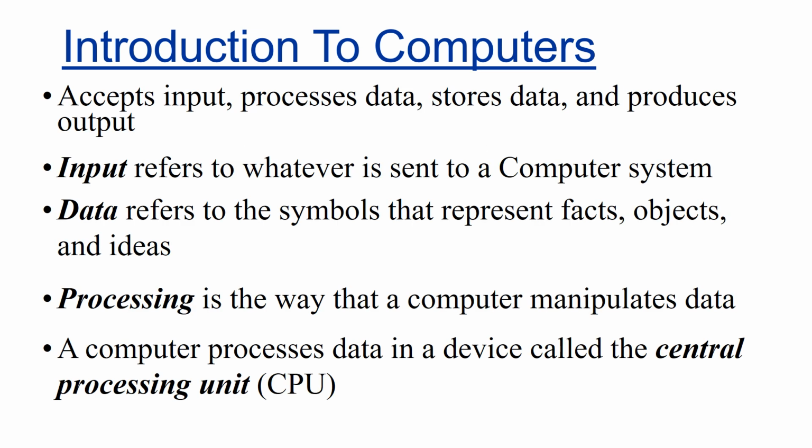It accepts inputs, processes data, stores data and produces output. Input here refers to whatever is sent to a computer system, and data refers to the symbols that represent facts, objects and ideas. Processing is the way that a computer manipulates data. So how is processing done? A computer processes data in a device called the central processing unit.